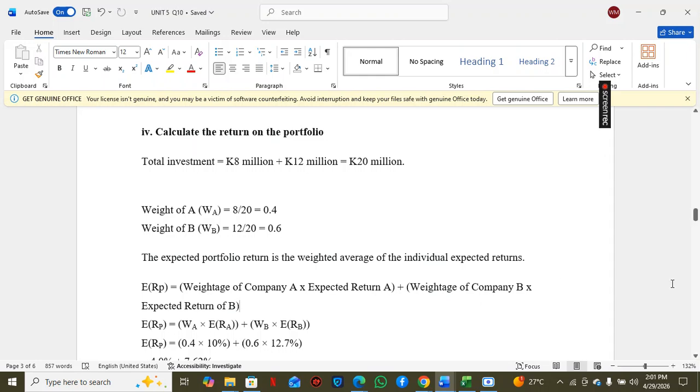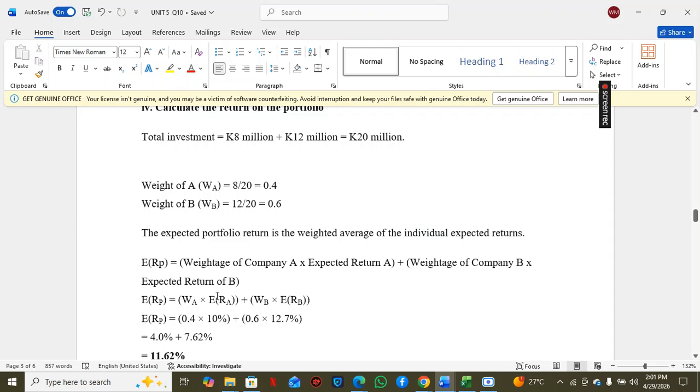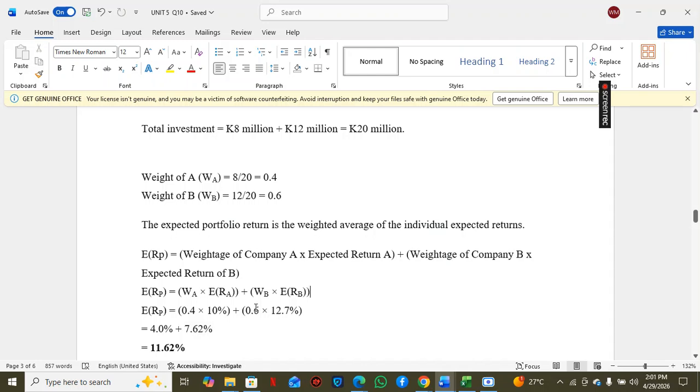So remember, for company A the expected return was 10%. The weightage here is 0.4. Company B, the weightage is 0.6 and the expected return was 12.7%. So 0.4 times 10 is 4%. 0.6 times 12.7 is 7.62%. So the expected return of the portfolio is 11.62%. That is the expected return of the portfolio.